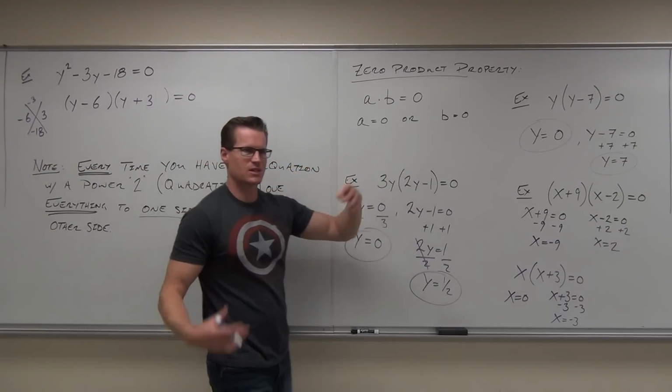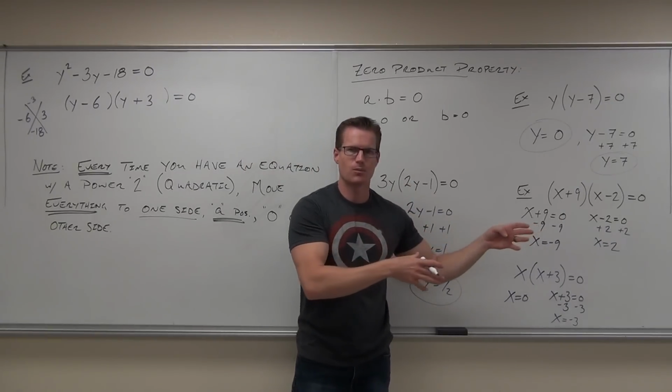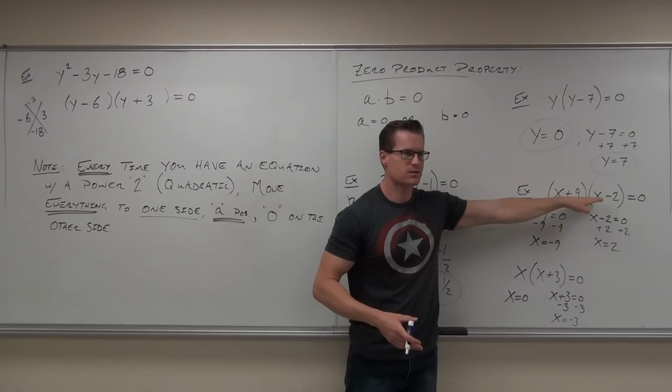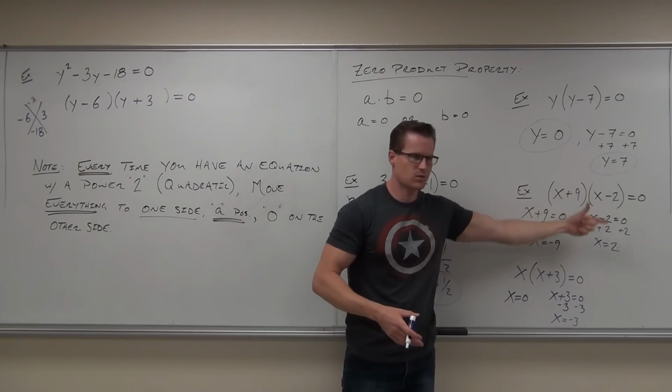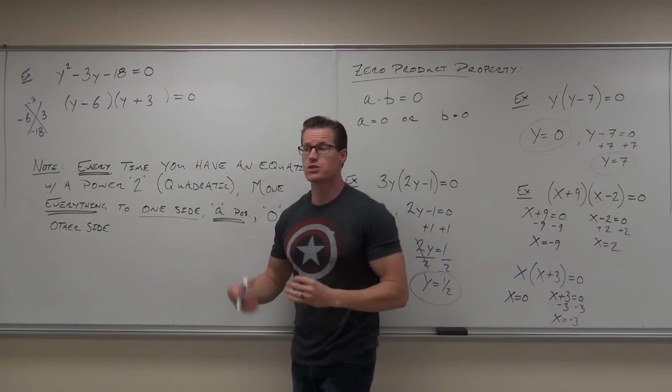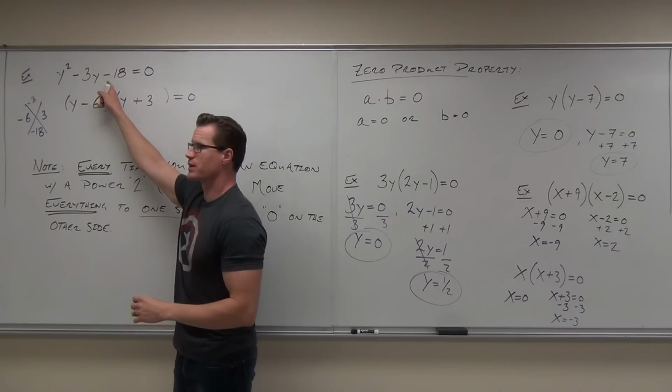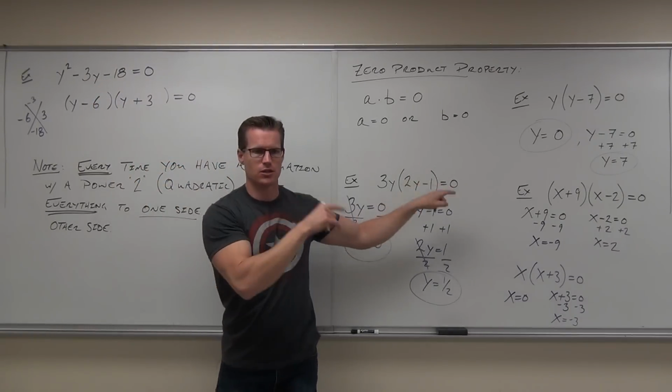Do you guys see the similarity in what we just did? So I started you off with stuff like this. It's easy. Set each factor equal to 0, solve it. But now we're using 2 things. We're saying, hey, factor it so that you can use the zero product property.